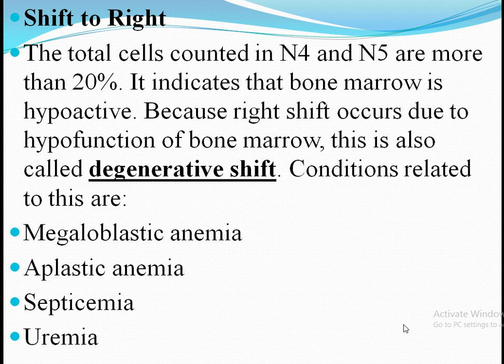What is it going to indicate? It is because the total cells counted in N4 and N5 are more than 20%. The percentage is now changed; they have become more abundant. It indicates that the bone marrow is hypoactive, because a right shift occurs due to hypofunction of the bone marrow. This is also called degenerative shift. And the disease may be megaloblastic anemia, aplastic anemia, septicemia and uremia.